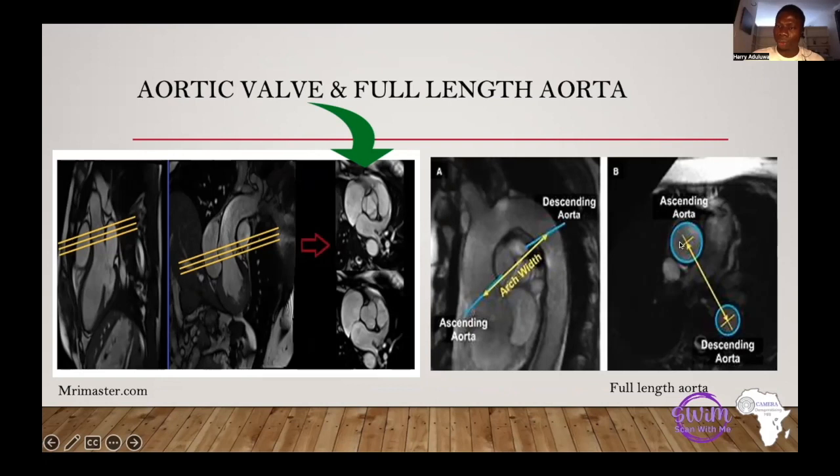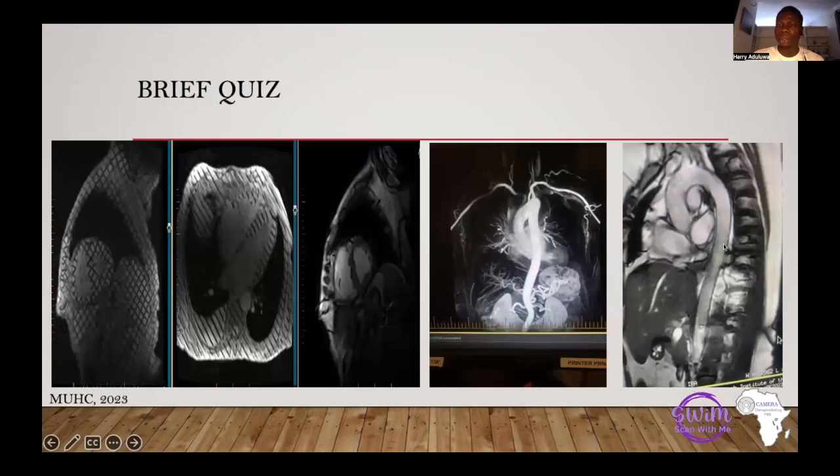Plan across these two here, the descending aorta, just perpendicular to the two of them, and let this line run through the arc of the aorta. If you do this, what you will get is this here. You will get the full length of the aorta.